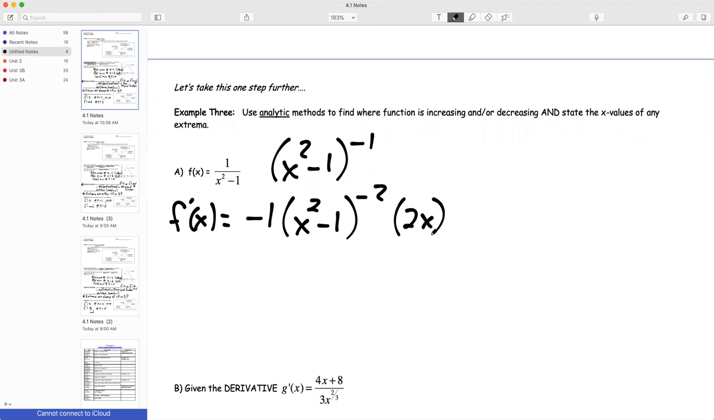So now I'm going to clean this up just a little so that I can work with it a little better. The negative exponent is going to move to the bottom. So that's going to leave a negative 1 times 2x in the numerator, so I'll have a negative 2x in the numerator. And then x squared minus 1 squared becomes positive when I move it to the denominator.